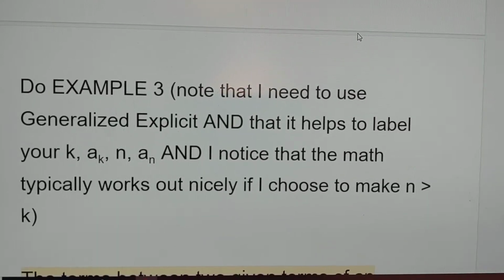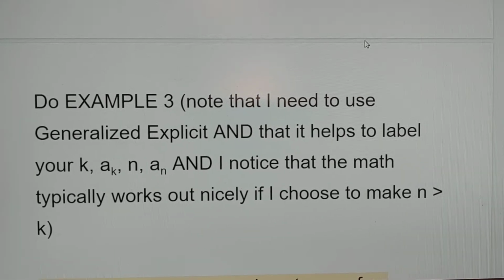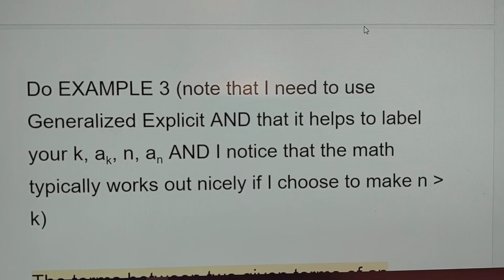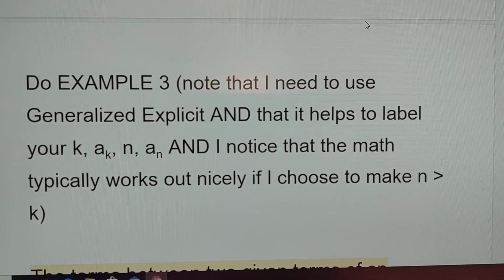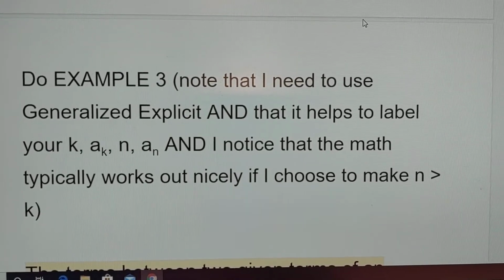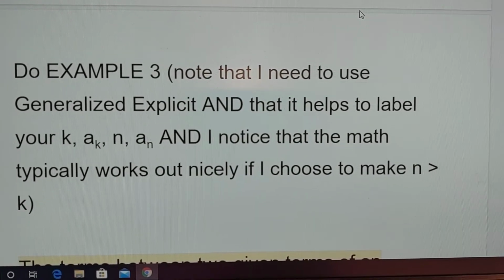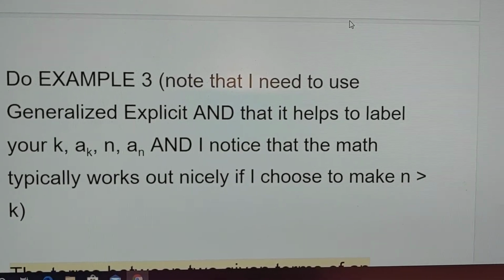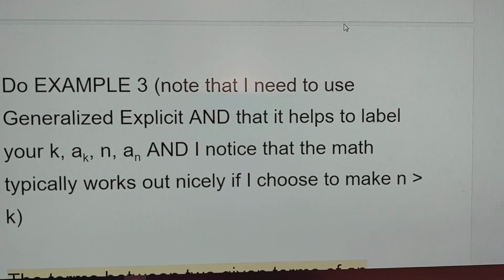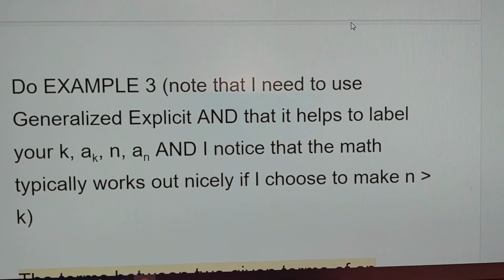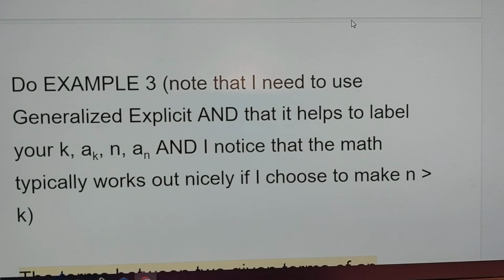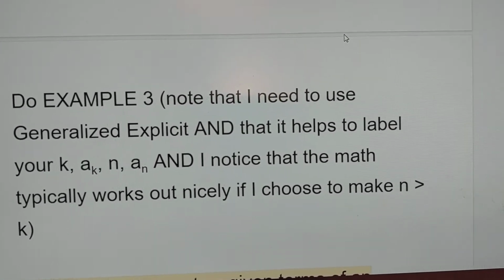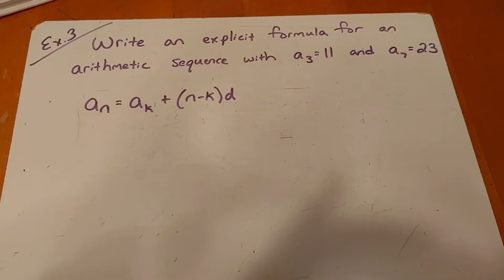All right, the next example we are going to do is example 3, but I just wanted to make a quick note here that I'm going to have to use my generalized explicit formula, and it's going to help if I label my k, my a sub k, my n, my a sub n, and I'm also going to notice that the math typically works out nicely if I choose to make n larger than k. So we get to pick which number becomes n and which number becomes k each time. Doesn't matter, you can pick either one, but you might find that if you pick n to be the larger number, it's just a little bit easier. So that's how I'm going to work out example 3. So let's go ahead and check that out.